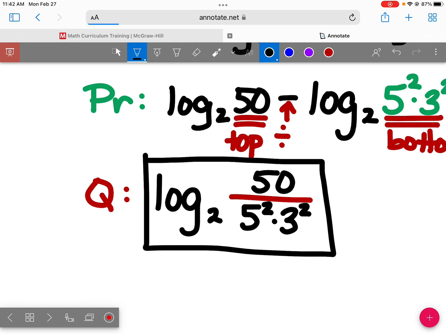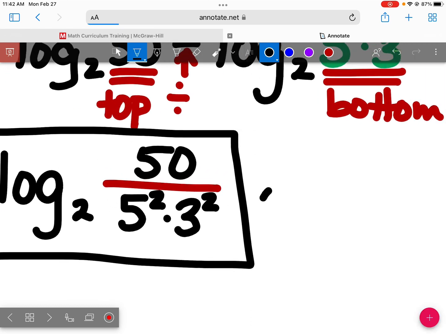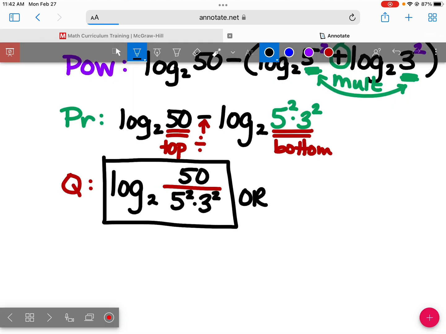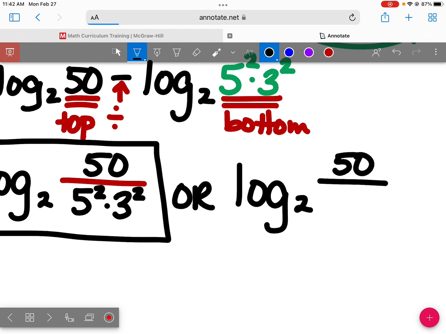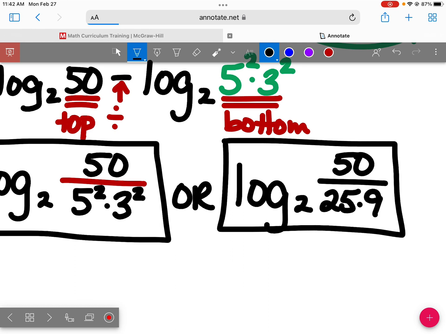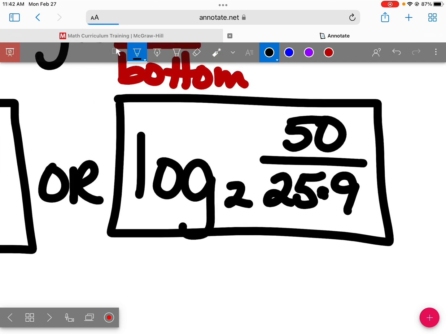Could you simplify those numbers if you wanted to? What is 5 squared? 25. What is 3 squared? 9. So you could write it as log base 2 of 50 over 25 times 9. That would also be correct. You would not just write 25 9 though. It's not 259. You would have to show the multiplication if you did this.